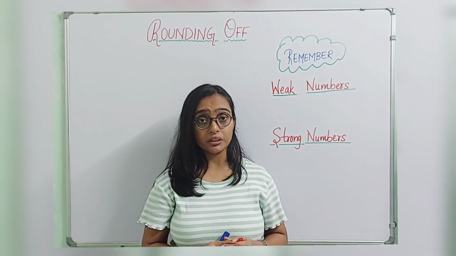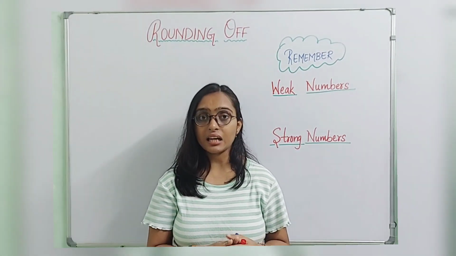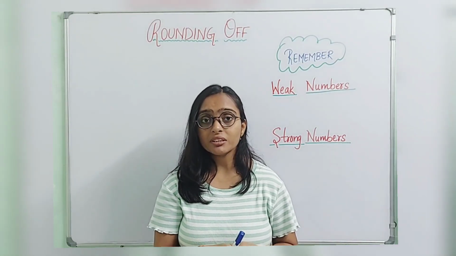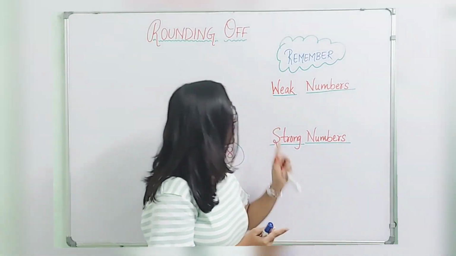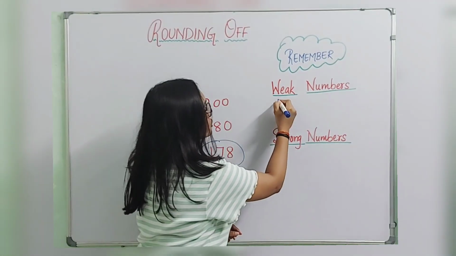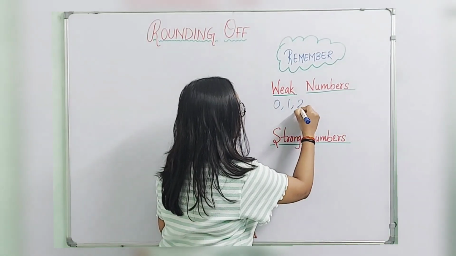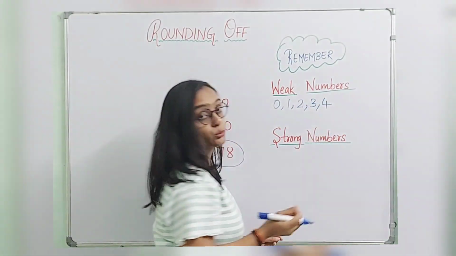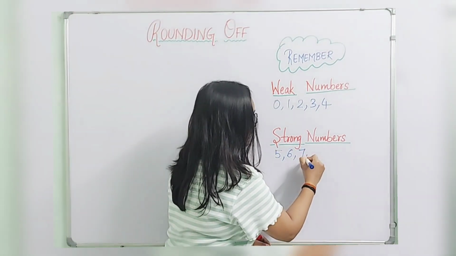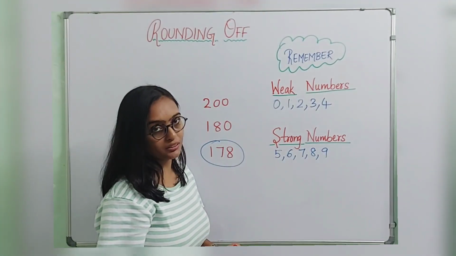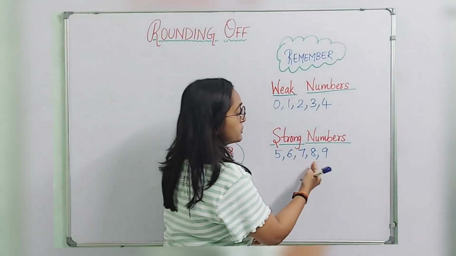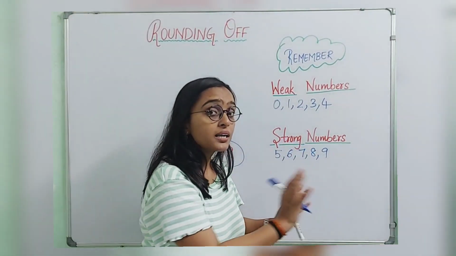Now how do we round a number to its nearest tens, hundreds and thousands? To round any number, you have to remember a simple trick. There are two things you have to remember: weak numbers and strong numbers. 0, 1, 2, 3 and 4 are said to be weak numbers, and the remaining numbers 5, 6, 7, 8 and 9 are said to be strong numbers. Just remember this: weak numbers are numbers less than 5 and strong numbers are numbers from 5 up to digit 9.